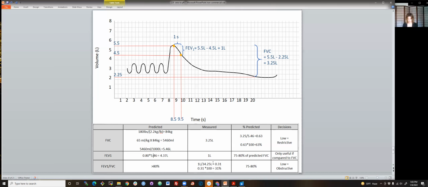And I'm going to do the math real quick to make sure. So 1 divided by 3.25 is equal to 30.76. So that's basically 31%. So I'm going to change this. I apologize for this error here. So our FEV1 to FVC ratio is actually 31%. Well, that's really low, definitely lower than 75 to 80%. So that means we also have an obstructive disorder. So your person has a restrictive disorder and an obstructive disorder.